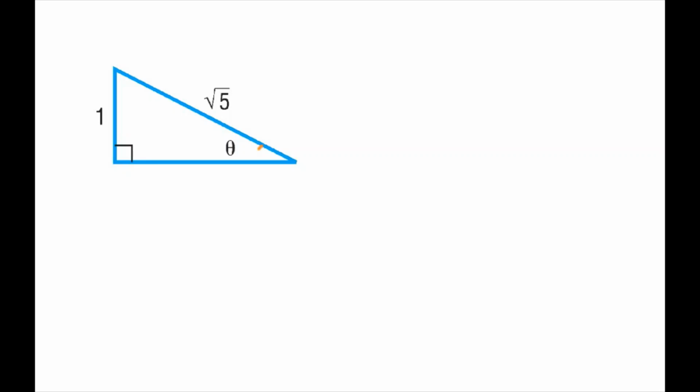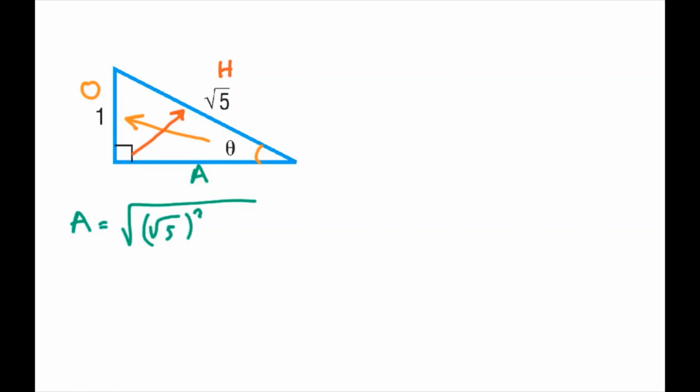So theta is here. The one here is opposite. This is the side opposite to the right angle, that's the hypotenuse, and I'm missing the adjacent. So if you are missing the adjacent, it's going to be the square root of hypotenuse squared minus opposite squared, and that's going to be 2. So now let's do it again.